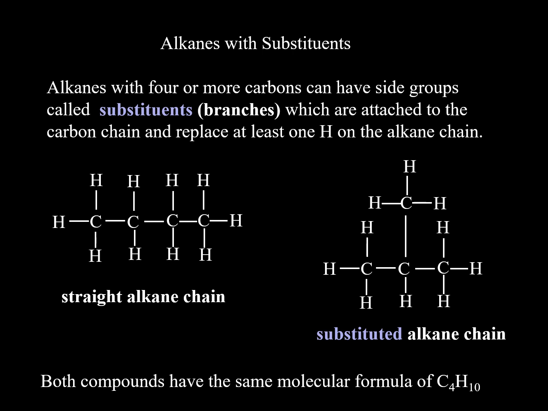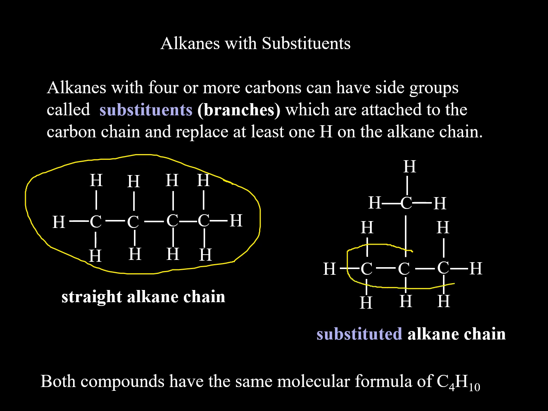As I said, alkanes, they're all single bonds. We also have something called substituents. In this case, we know this is butane, but that's not the case for this one. We have to find the longest chain. This is the longest chain, made up of three carbons. So if you have the longest chain, we call this one a branch or substituent.